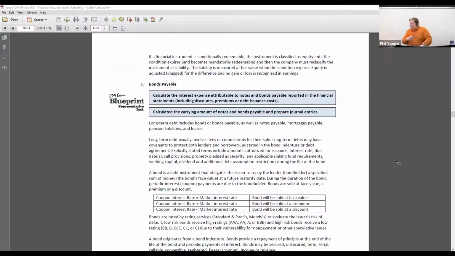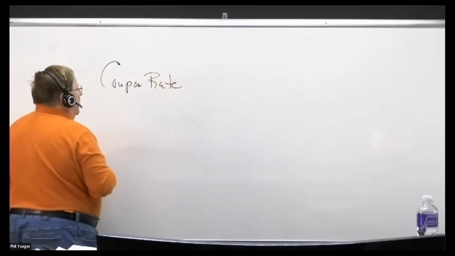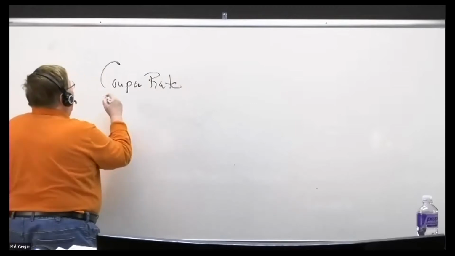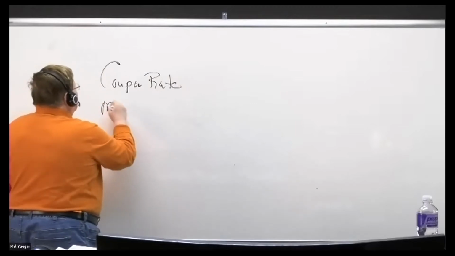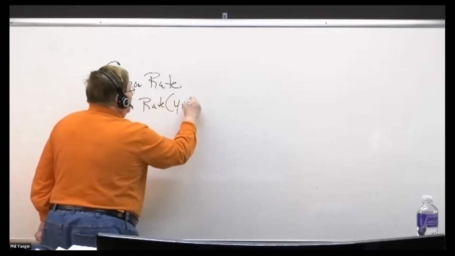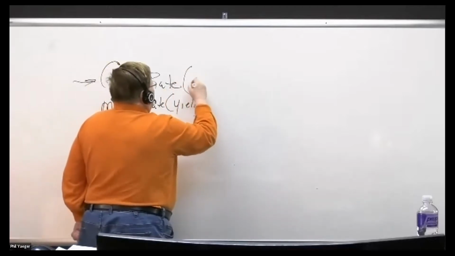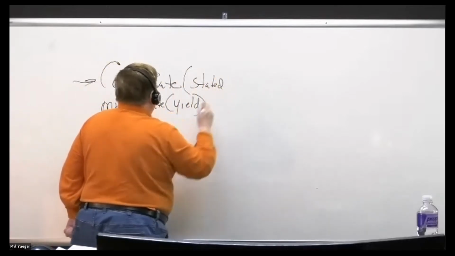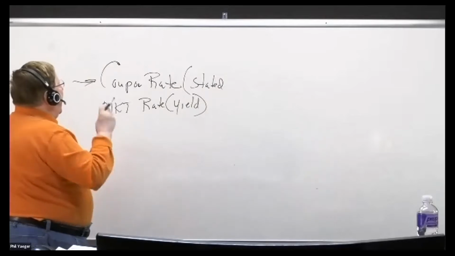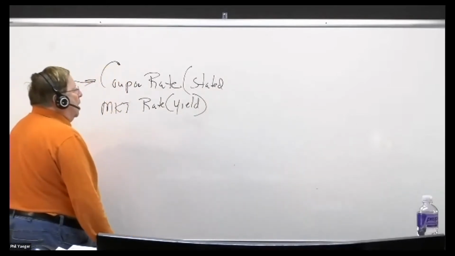All right? What we do is we look at two rates. We look at the coupon rate, and the market rate, which is also known as the yield rate. Now, the coupon rate is also called your stated rate. The stated rate is the actual interest amount that you will receive if you buy bonds.